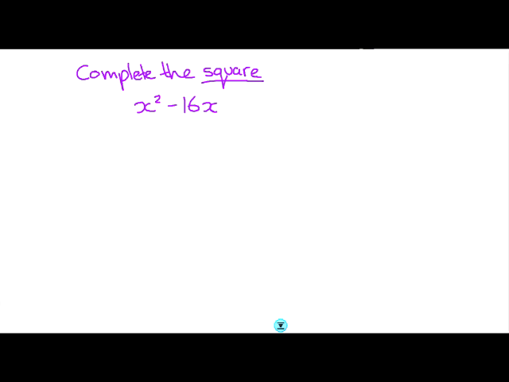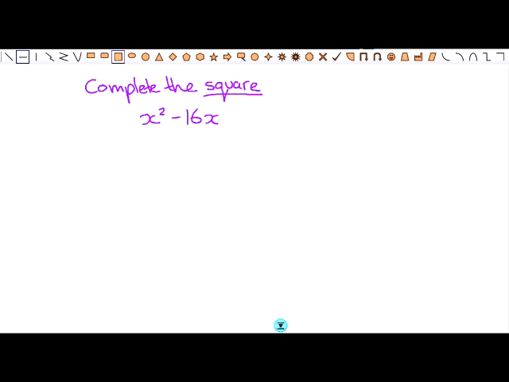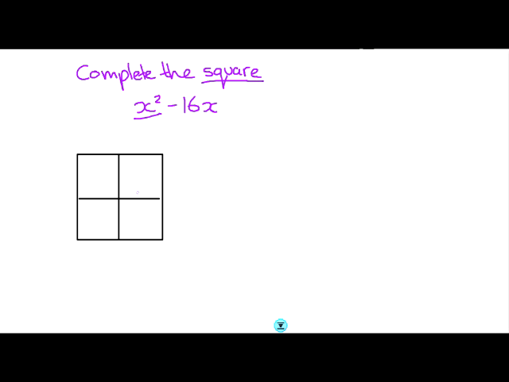So completing the square, what that actually means is we're going to have a square that needs completing. Pretty obvious when you think about it. So let me just quickly draw a square and I'll take you through what we need to do. So here we go. Now this first term is x squared, so I like to put that in here, and I think to myself, what multiplies together to make x squared? Well, that's an x and an x.